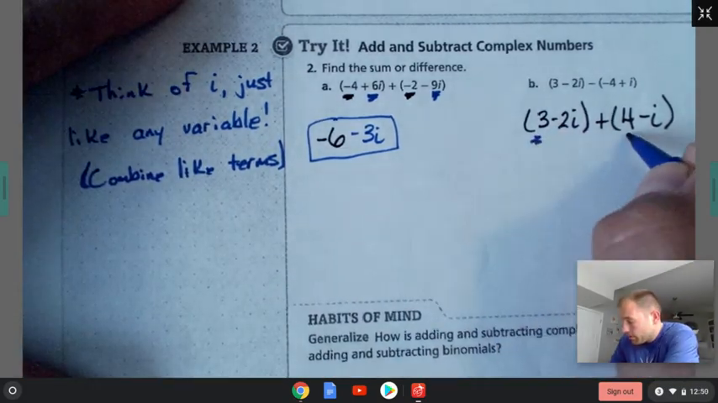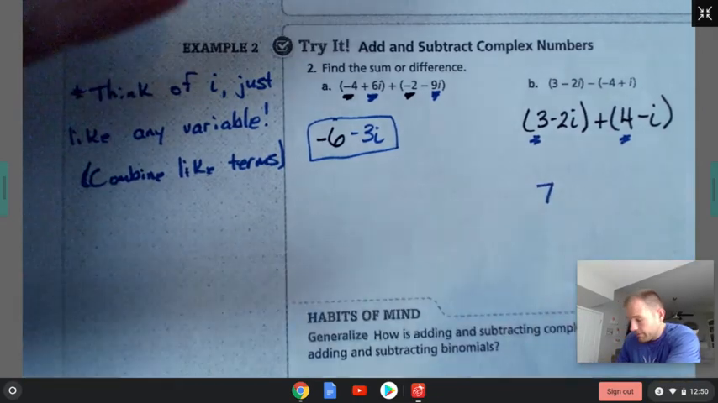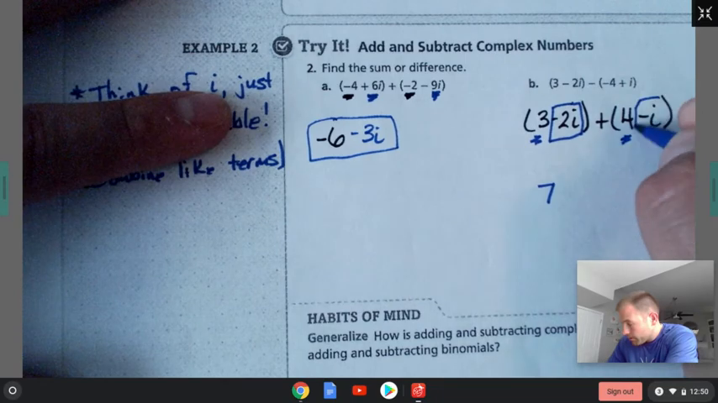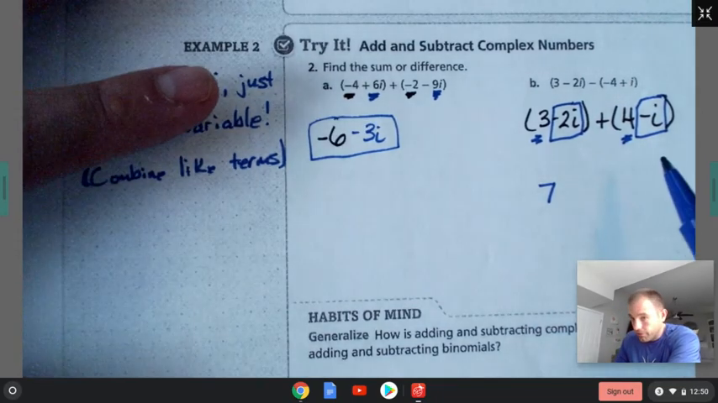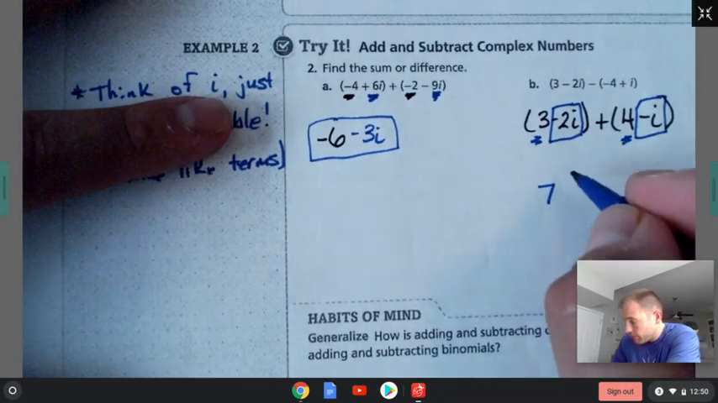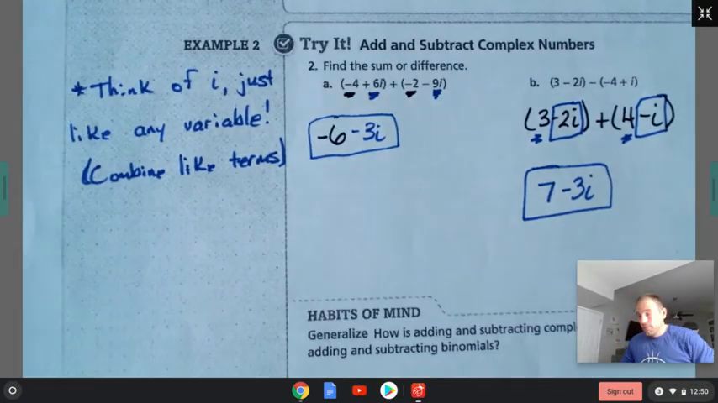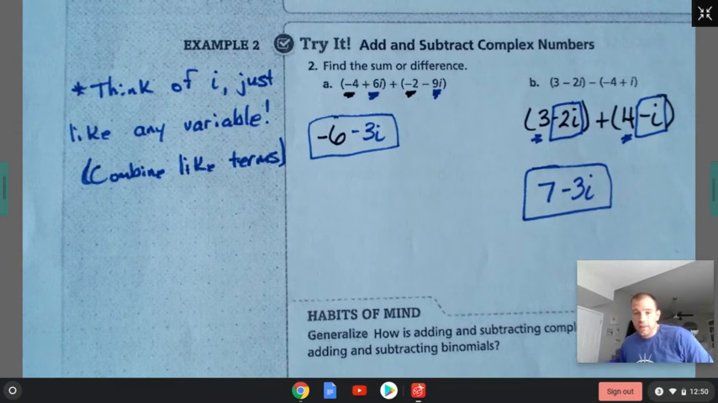3 plus 4 is 7. And then negative 2i plus negative 1i. Remember, there's a 1 in front still. Negative 2 plus negative 1 is negative 3i. And we're all done. Okay? So that is exactly what we needed.